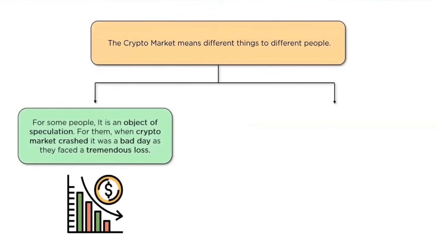The crypto market means different things to different people. It is an object of speculation that consumes almost all the media coverage about the space to many people. For them, the day crypto market crashed was a black day, as they faced a tremendous loss of their leverage invested in cryptocurrencies. Even the Bloomberg Galaxy Crypto Index plunged 19.2% in its worst slide in more than a year.